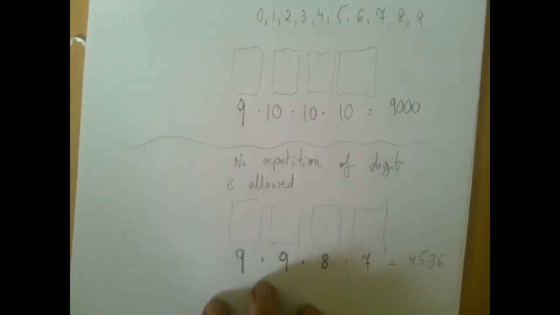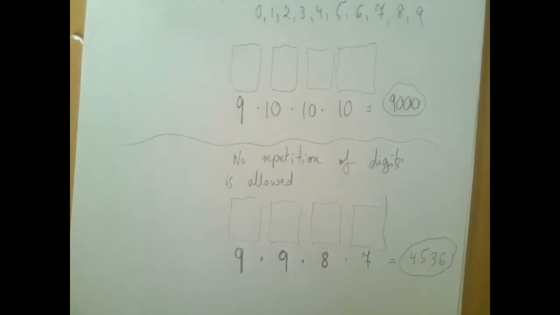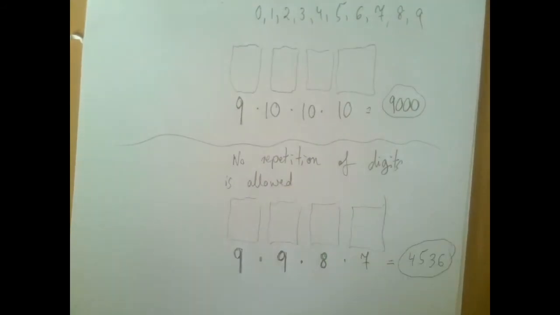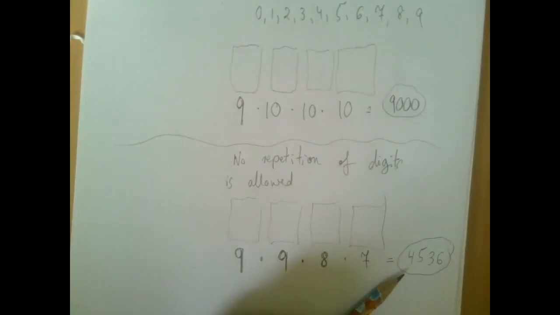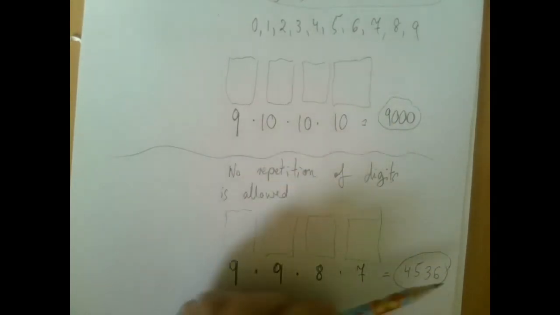And the hardest question would be, how many four-digit numbers are there where there is some repetition of digits? Maybe a whole lot or just one. And the answer would be, you have to subtract these two. These are all the ones with all four digits different. So all the rest of the 9,000 must have some sort of repetition.